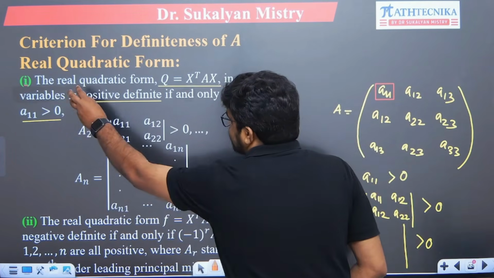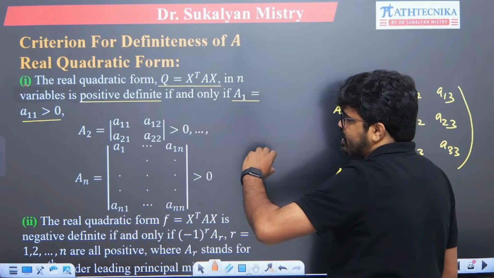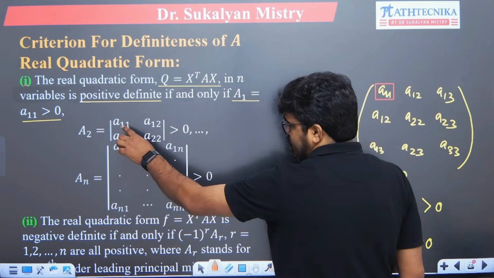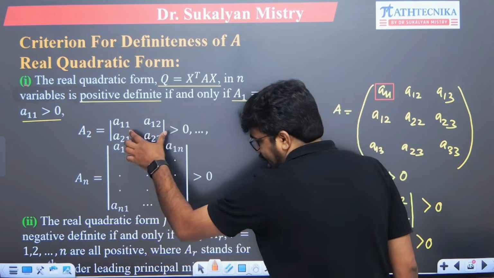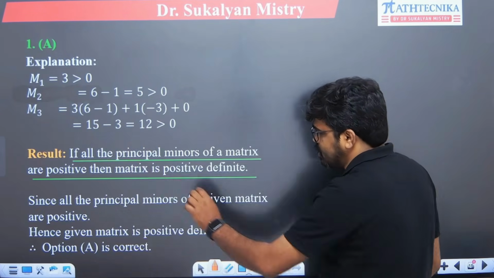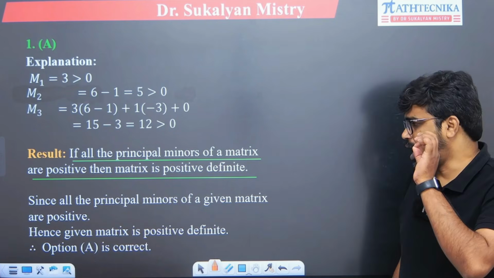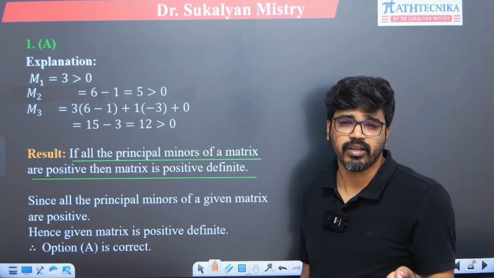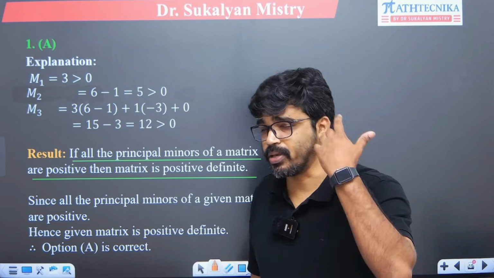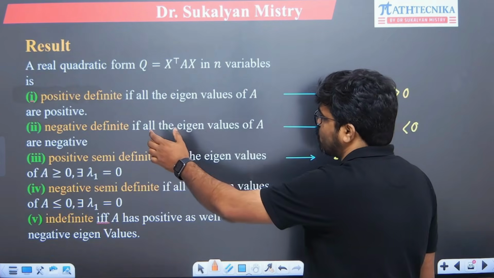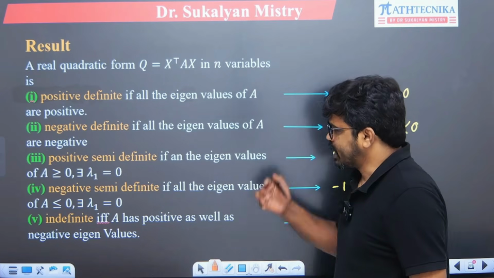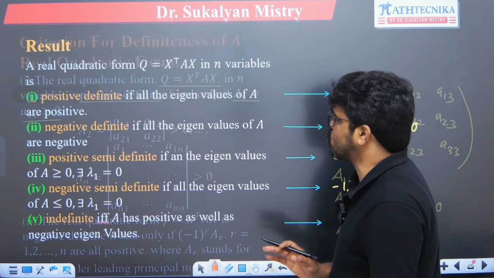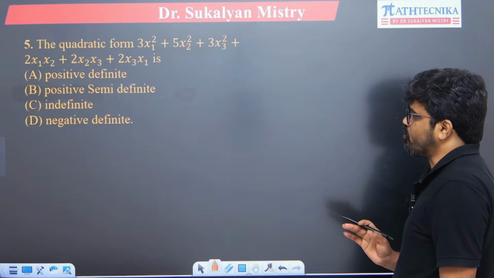That is, the real quadratic form is positive definite if the minors are positive. That is a11 is greater than 0, the determinant of a11, a12, a21, a22 is greater than 0, and so on up to an. That means all the principal minors are positive, then the matrix is positive definite, and the real quadratic form is positive definite. And this is the most important result. We can solve these types of problems with the help of this result. So I think all points are clear to all of you, right?